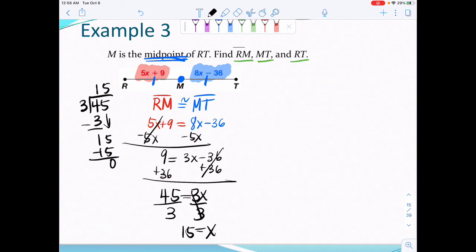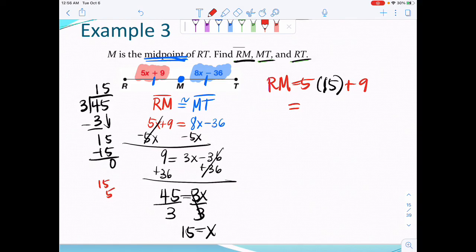Is that my answer? No, not according to this. It's asked me to find RM, MT, and RT. So I got to do that. I'm going to find RM first. So what I'm going to do is plug in the information, and I'm going to go ahead and change that instead to this. RM is equal to 5 times 15 plus 9.